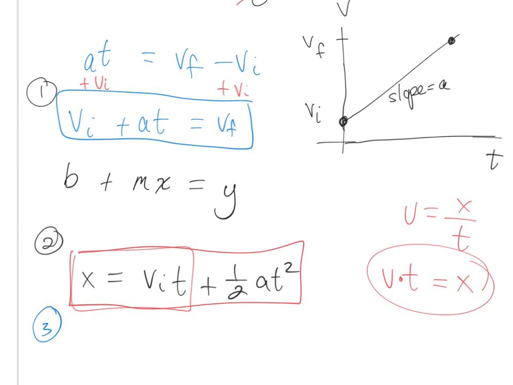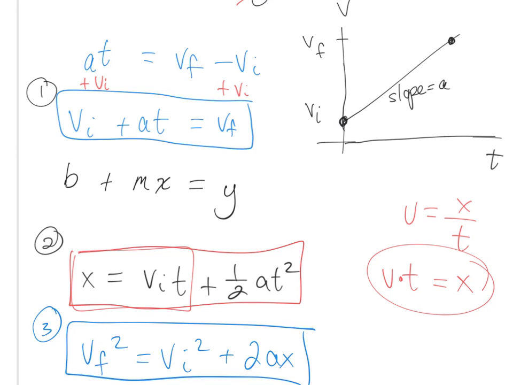If you solve for one in terms of the other and combine, and do what I had you do in that summer packet, where you solve for x and plug it into the other equation, or solve for vi and plug it in there, you end up getting this formula. Vf squared equals vi squared plus 2ax. And that's our third formula.